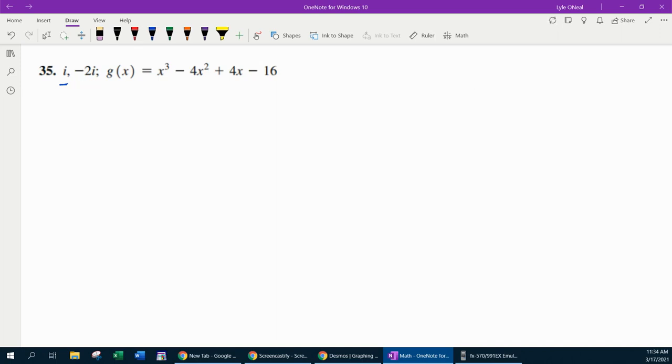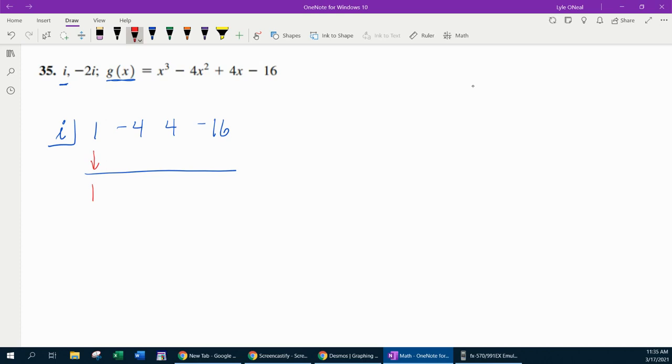So first, we're going to check i and see if it is a 0 of g of x. So we need the coefficients, x to the 3, x to the 2, x to the 1, and the constant. Draw the line. Now, strap in. It's going to be a bumpy ride. 1 comes down. Remember, the number in the box gets multiplied by the number below the line.